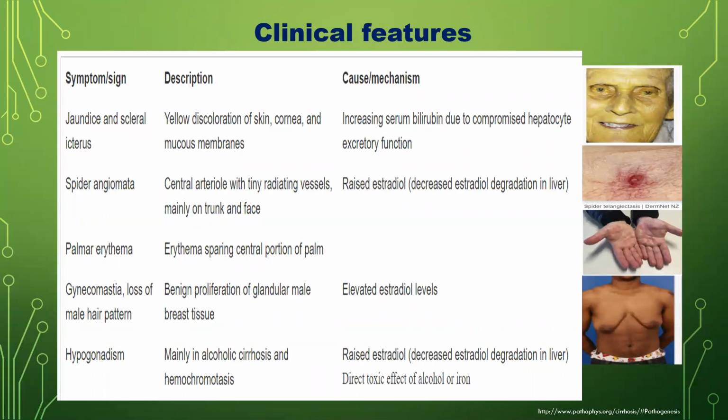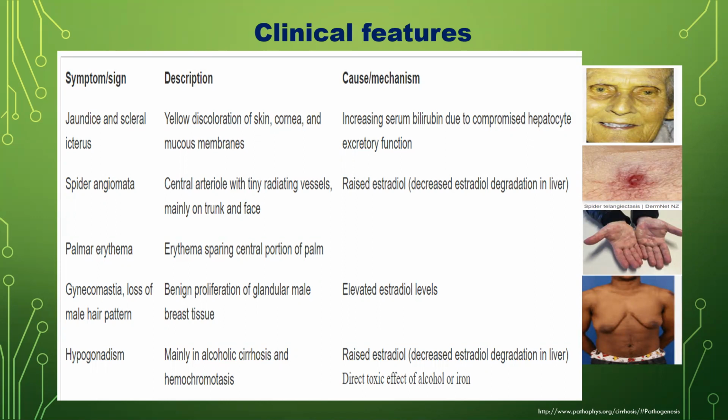Clinical features of cirrhosis include jaundice and scleral icterus, which is a yellow discoloration of the skin, cornea, and mucous membranes because of increased serum bilirubin levels due to compromised hepatocyte excretory function. Spider angiomata: a central arteriole with tiny radiating vessels, mainly on the face and trunk. The dilation can be explained by raised estradiol levels due to decreased degradation in the liver. Palmar erythema: erythema sparing the central portion of the palm, with an unknown cause.